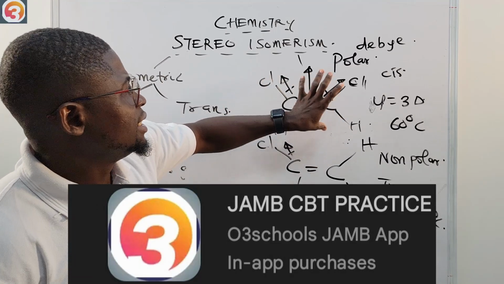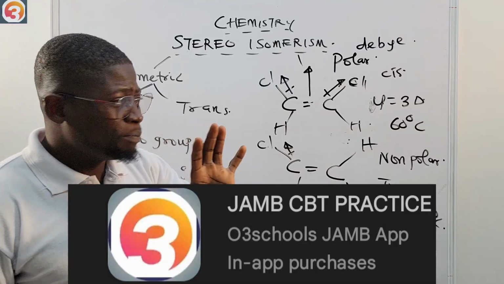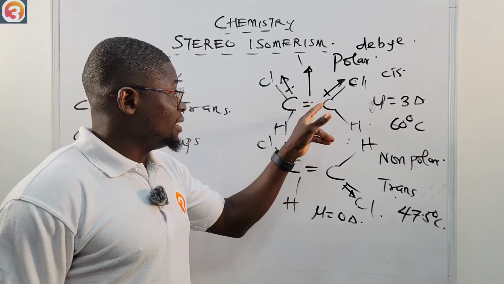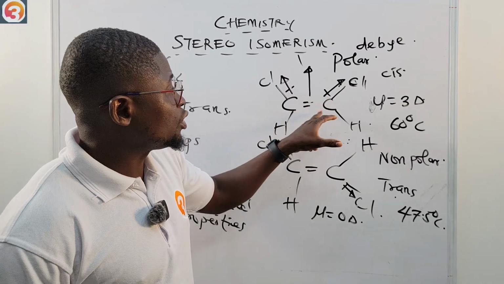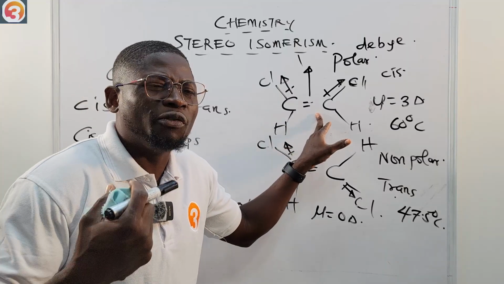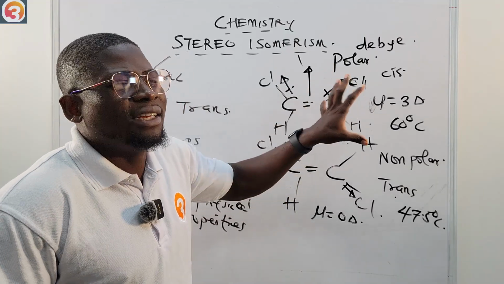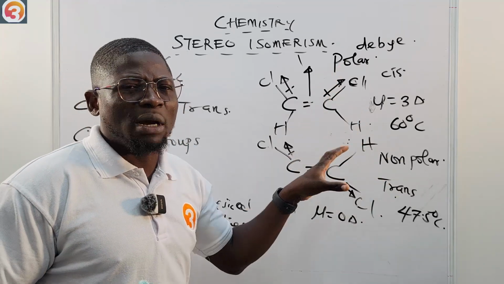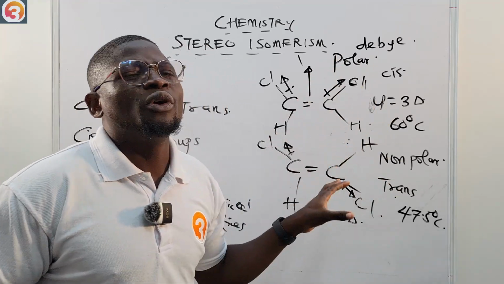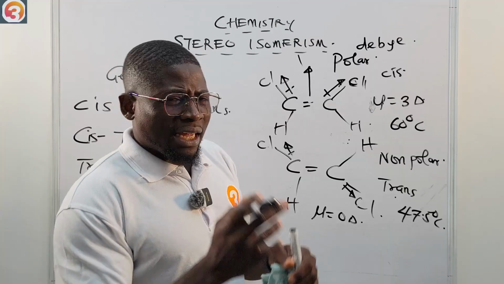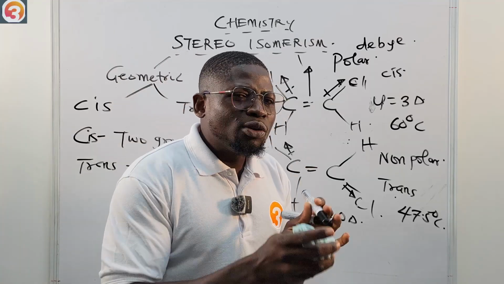Okay, so that is what the cis and the trans isomer are. Like I was saying, because of this carbon to carbon double bond, it does not allow for free rotation. That is why you cannot easily convert a trans isomer to a cis isomer, or from a cis isomer to a trans isomer.